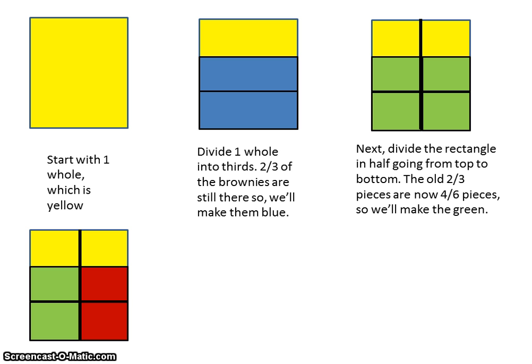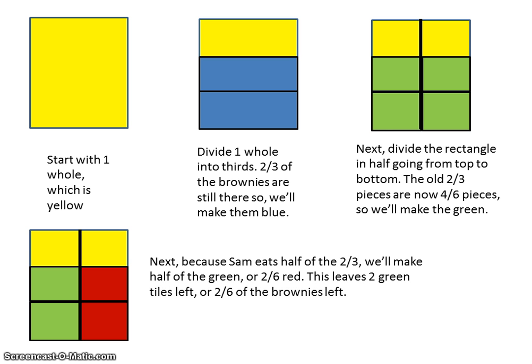Next, we're going to divide this entire rectangle, which is the pan, in half from top to bottom. So now, what was 2/3 pieces has created 4/6 pieces. We're going to create a new color for them, and that color is going to be green. Next, because Sam eats half of those 2/3 units, or half of the 4/6, we'll make half of those red, symbolizing that he ate them, he took them away.